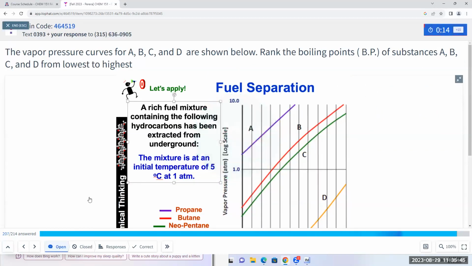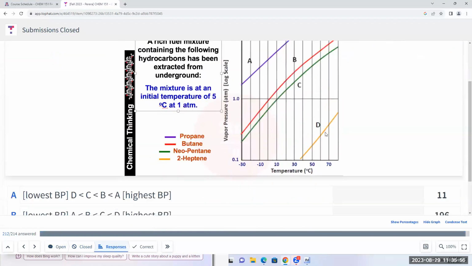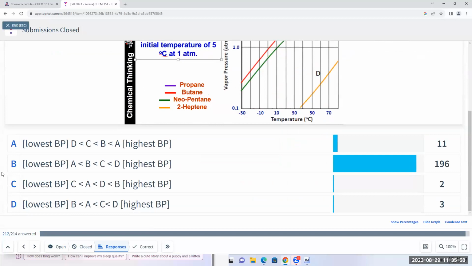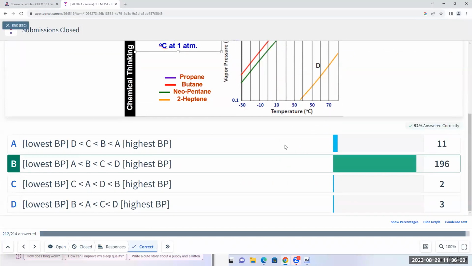So let's take maybe 5 seconds. In 5, 4, 3, 2, and 1. All right. And then here are our responses. Most of us said option B is the correct answer. And that's the correct one as well, which is beautiful. All right. One more time.